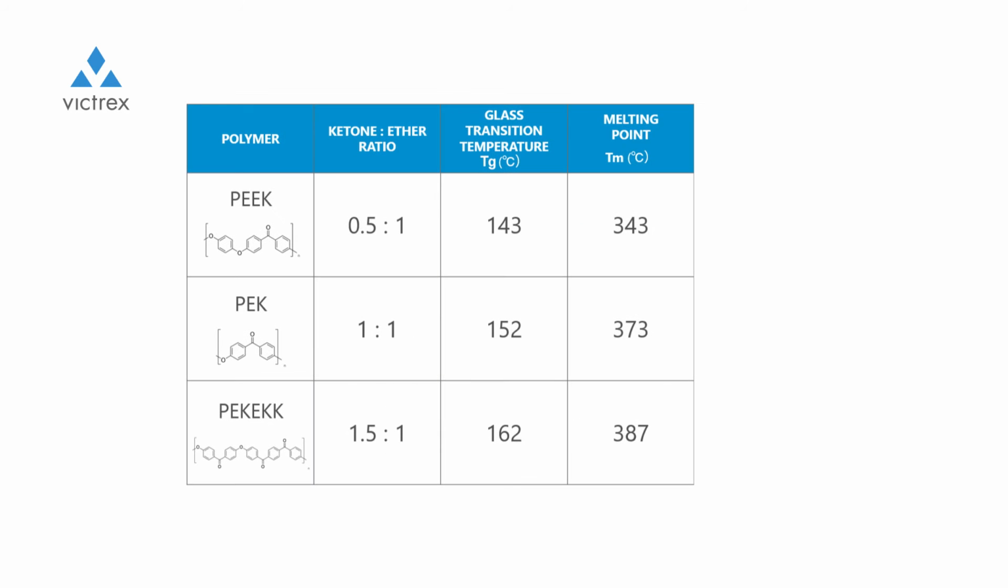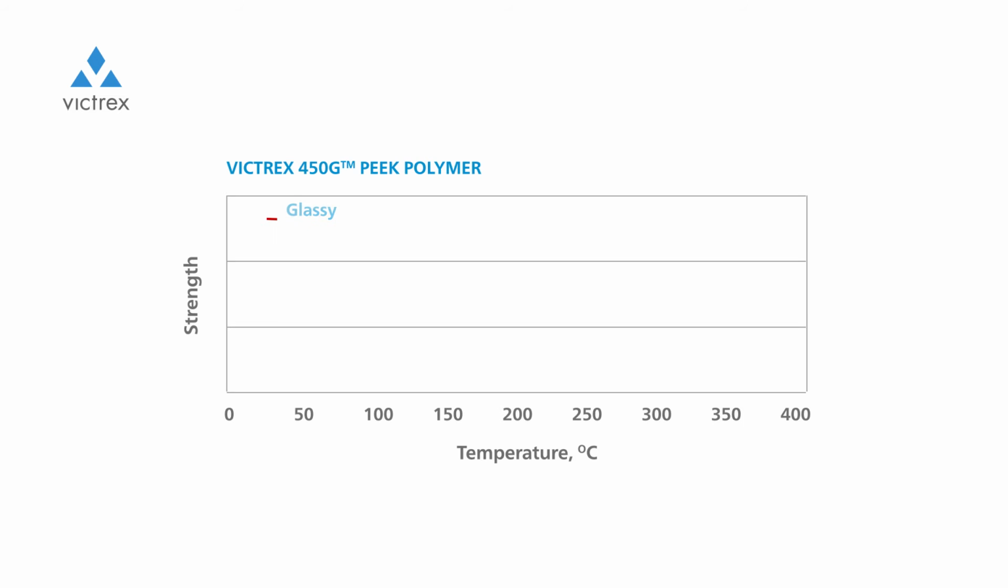As the ratio of ketone to ether increases, so does the glass transition temperature, TG, and the melting point, TM. A higher TG can be desirable for applications requiring higher stiffness and strength at higher temperatures, because this is the temperature above which the polymer changes from being stiff and glassy to being softer and more rubbery.